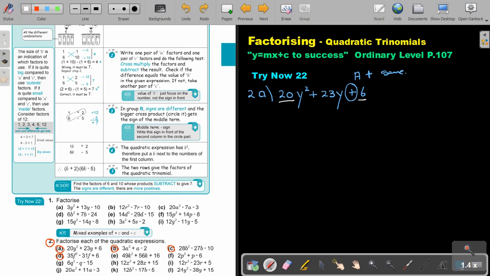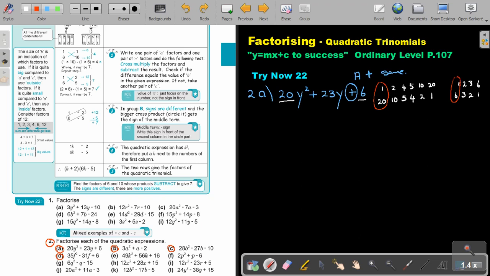So let's write the factor pairs of 20. So it's 1 and 20, 2 and 10, 4 and 5, 5 and 4, 10 and 2, 20 and 1. And then 6, it's 1 and 6, 2 and 3, 3 and 2, 6 and 1. Then I take 1 on this side and 1 on this side. And I remember to add.